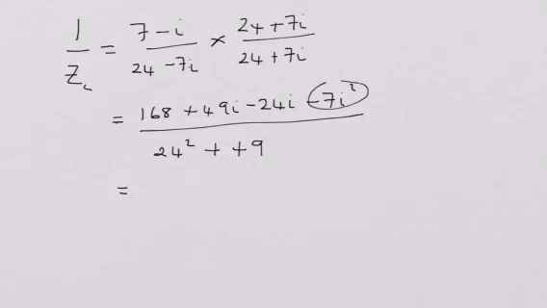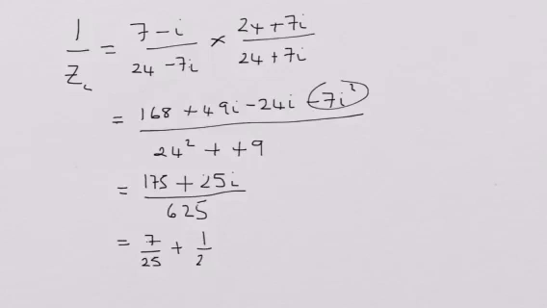So this term here will become positive. So 168 plus 7, it's going to give me 175 plus 25i over 625, which when we simplify that gives me 7 over 25 for the real part, and it's 1 over 25 i for the imaginary part. Now that's the 1 over zc.